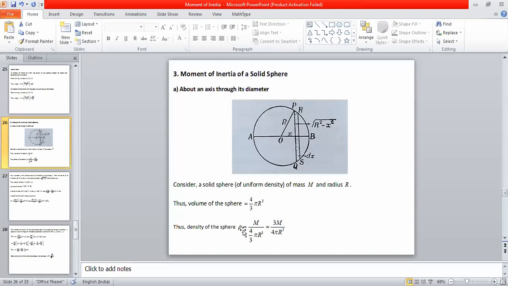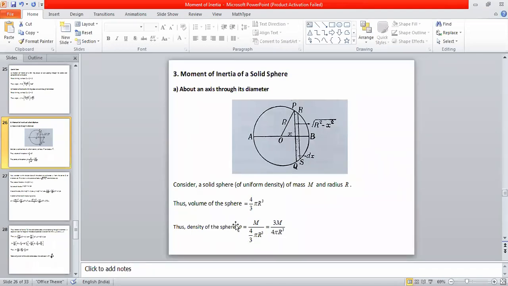It is also possible to calculate the density. The symbol for density is rho. The density of the sphere rho is given by mass by volume. Mass is capital M, volume is 4/3 pi r cube. The 3 goes to the numerator. So therefore rho becomes 3M divided by 4 pi r cube. So the density of the sphere comes out to be 3M divided by 4 pi r cube, where M is the mass and r is the radius.